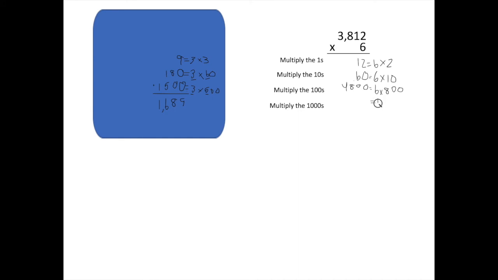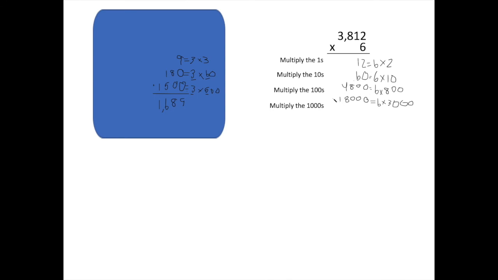And finally, we have to multiply the thousands since we have a digit in the thousands place now. So it's not 6 times 3, it's 6 times 3,000. So how many zeros do we have in this problem? We have 3, right? So we actually have to write 3 zeros before we can actually write the answer to our basic fact problem, which is 6 times 3. 6 times 3 equals 18.